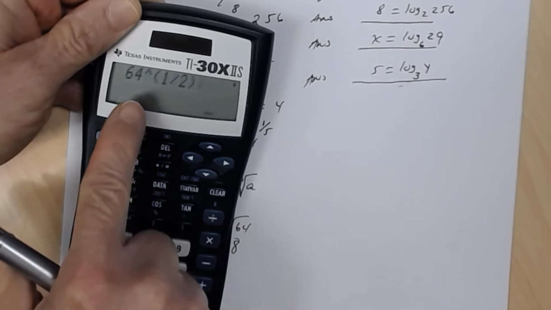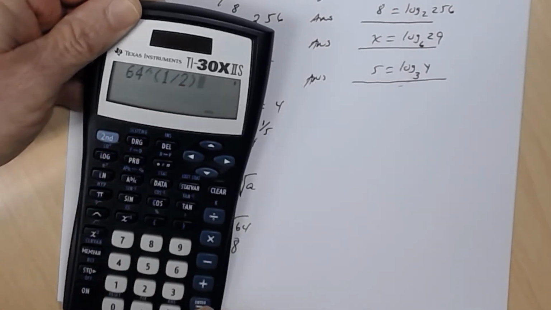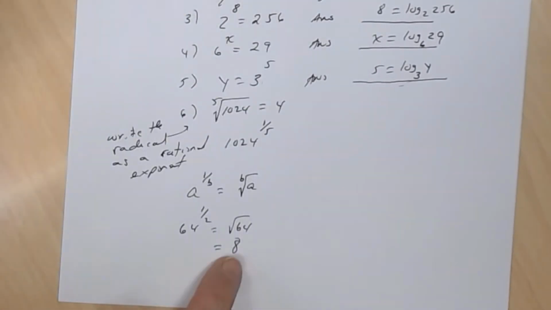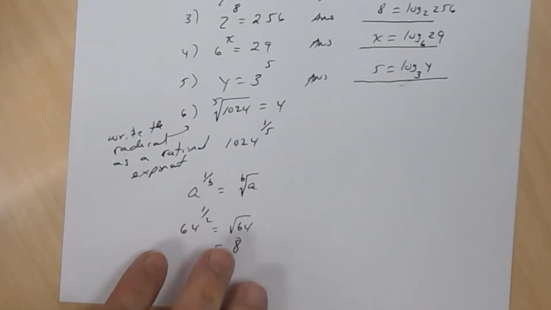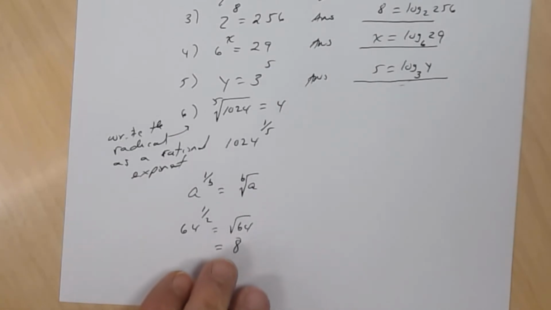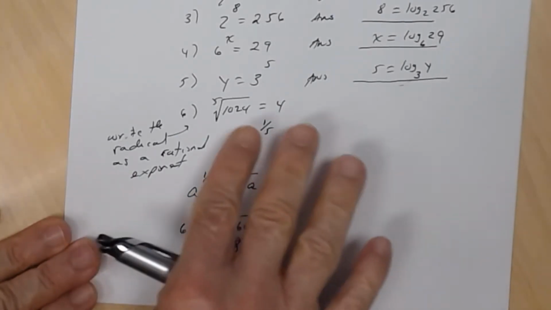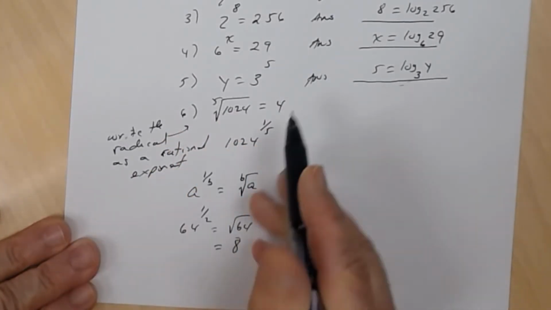See that? 64 to the 1/2, right? Equal, what'd you get? 8. That's what we said this was. So that was from a previous course, something you've learned a while back. So you had to rewrite this like this, and so that equals 4.